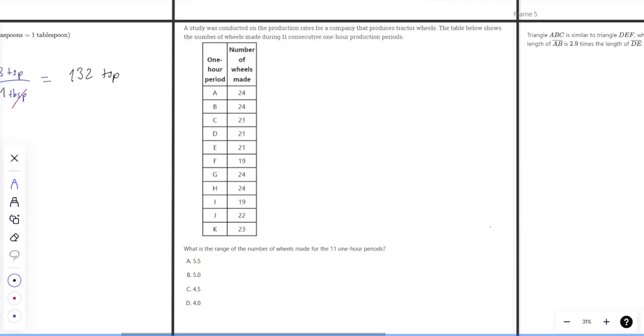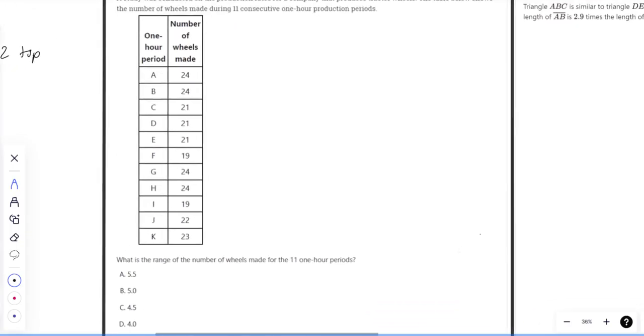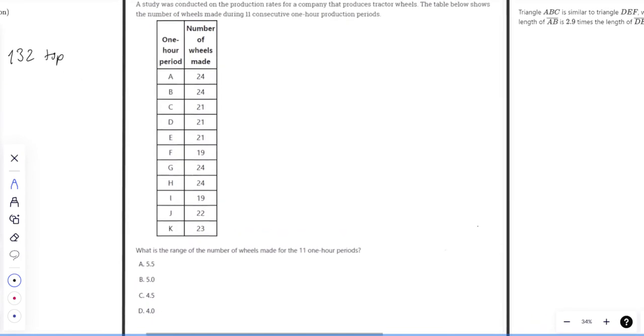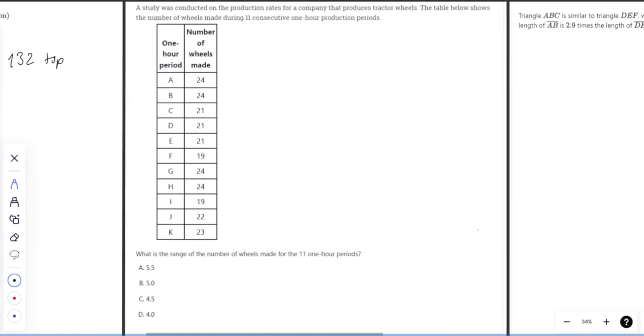Let's do the next one. A study was conducted on the production rates for a company that produces tractor wheels. The table below shows the number of wheels it made during 11 consecutive 1-hour production periods. What is the range of the number of wheels made for the 11 1-hour periods?